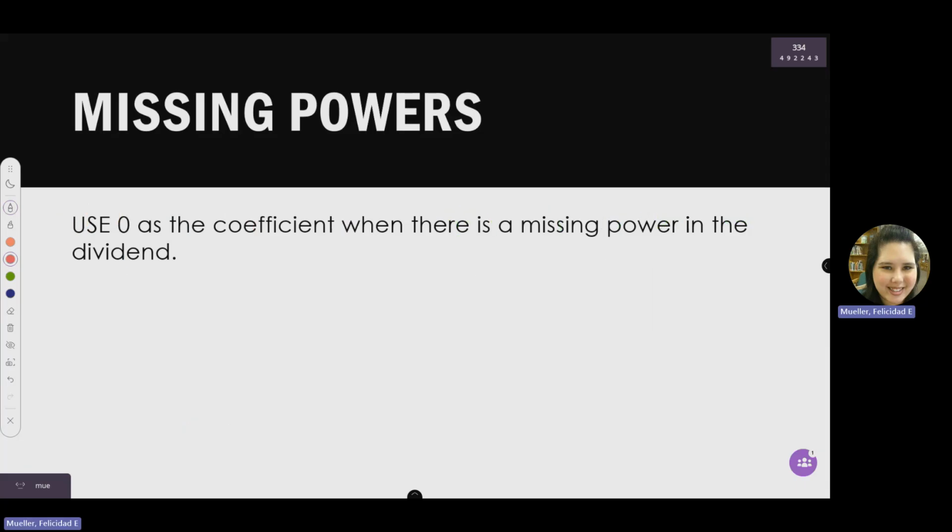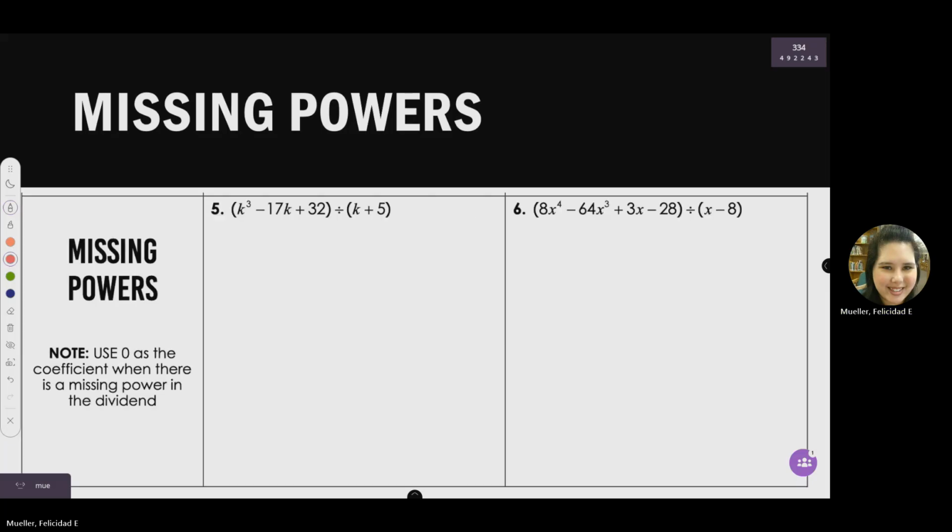Missing powers. So kind of like when we did our long division, we had missing powers. Again, we're going to use a 0 as a coefficient when there is a missing power in the dividend. So I want to show you that for the most part. We're going to do number 5 together. You guys are going to do number 6. Your setup for the most part is the same.